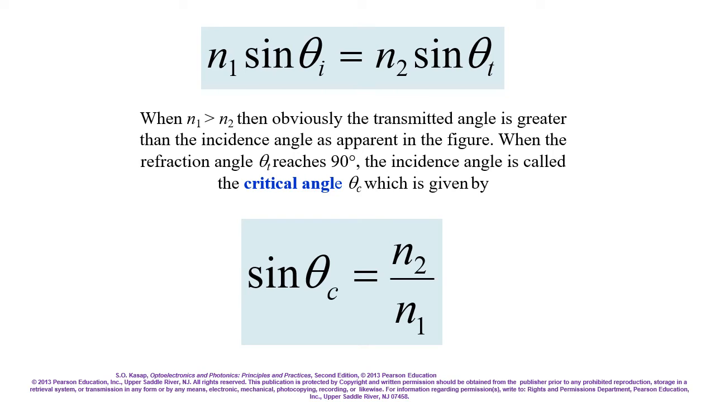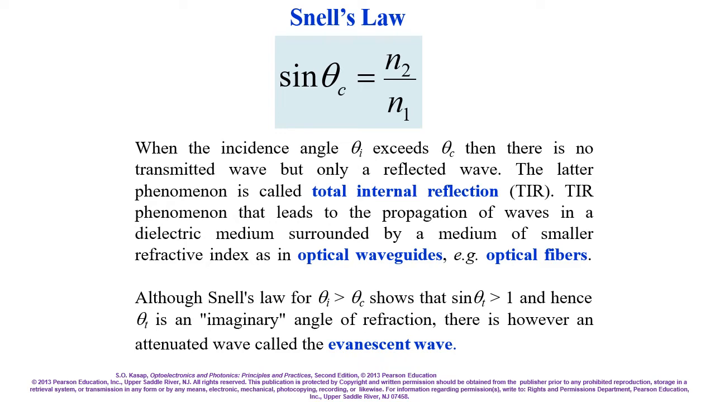When the refraction angle theta t reaches 90 degrees, the incident angle is called the critical angle, theta c, which is given here: sin theta c equals n2 by n1. When the incident angle theta i exceeds theta c, there is no transmitted wave but there is a reflected wave. This latter process is called total internal reflection, or TIR.